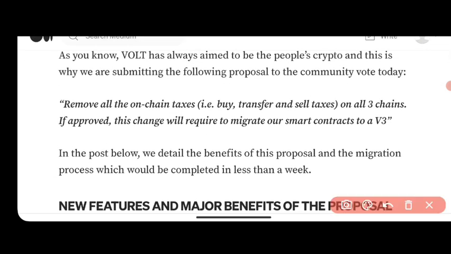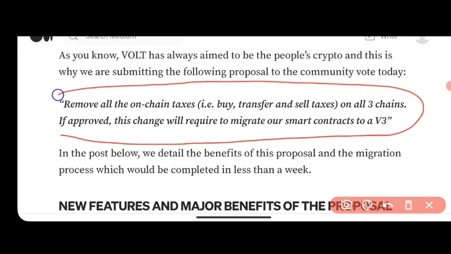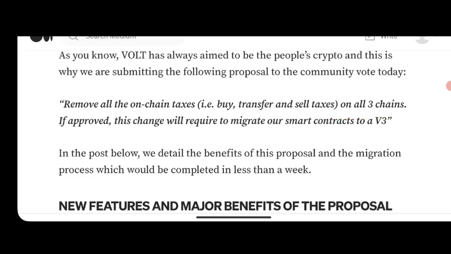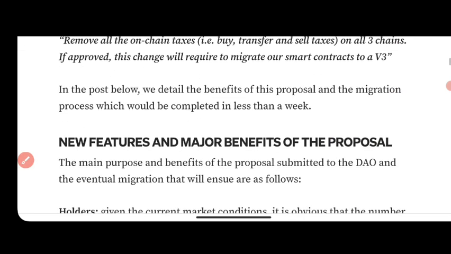So right here, at this particular point, I'm going to circle this out. They said remove all the on-chain tax, which means the buying, the transfer, and all sales tax on all exchanges or on chain. Like we have Polygon, we have Binance, and also Ethereum right here. That is the area we can purchase Vote already. We all know that. So this is what they said, that these are going to be taken down once this is approved.